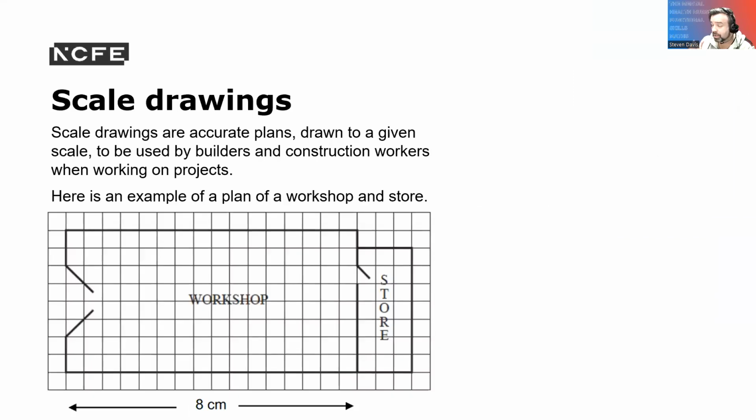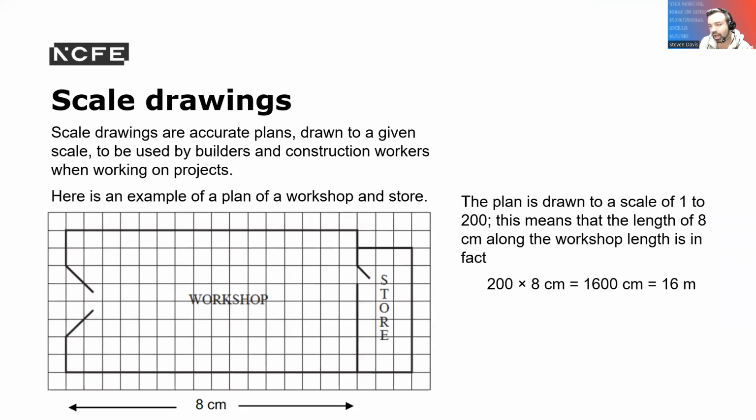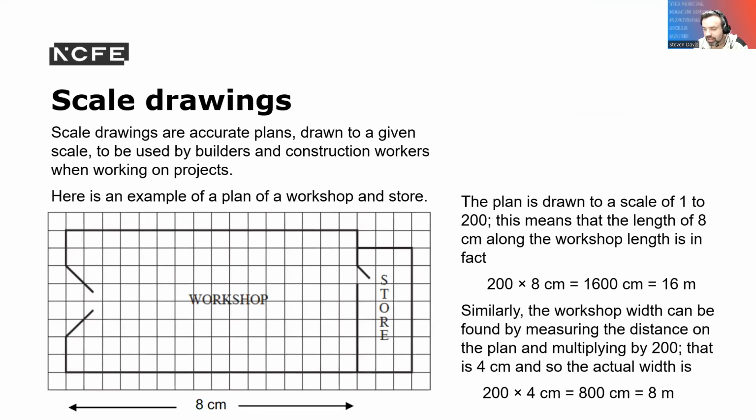So here you can see a typical drawing on scale paper, which is 8 centimeters there. The plan of the drawing is to scale, so the ratio is 1 to 200. This means that the length of 8 centimeters along the workshop is in fact 200 times 8 centimeters, equal to 1,600 centimeters, equal to 16 meters. So how do we get that?